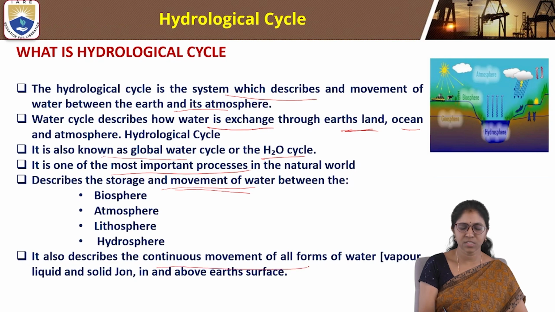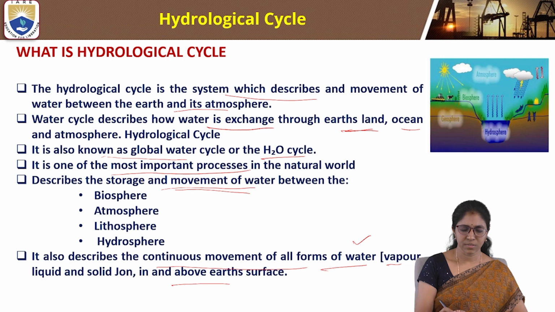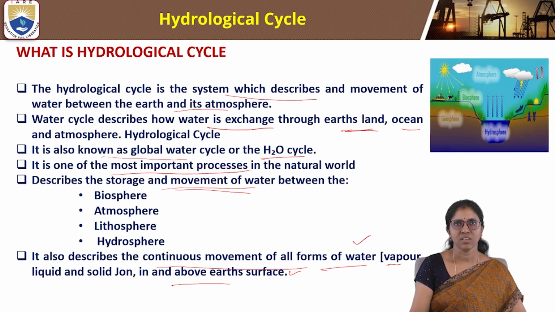It also describes the continuous movement of all forms of water. We know that water exists in different forms: vapor, liquid and solid. So the hydrological cycle describes the continuous movement of all forms of water in and above Earth's surface, between Earth and atmosphere.